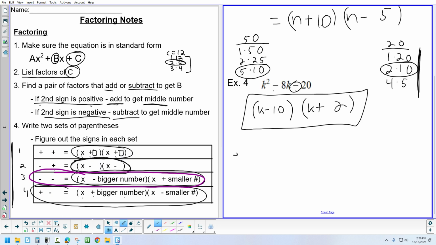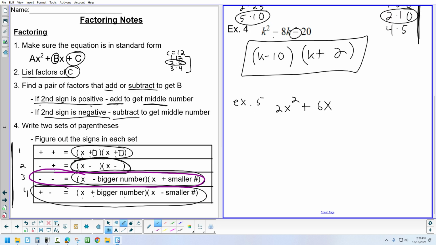All right, let's try this one. This one is a little different, but it's going to be similar to one of your MCAS questions. Let's do 2x squared plus 6x. This one's a little different because it doesn't have 3 terms. It only has 2. So this table on the left side doesn't apply, so we can't use that table.